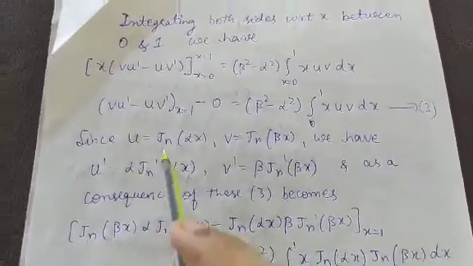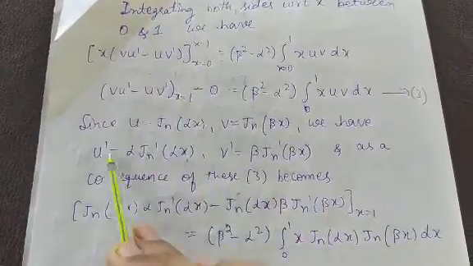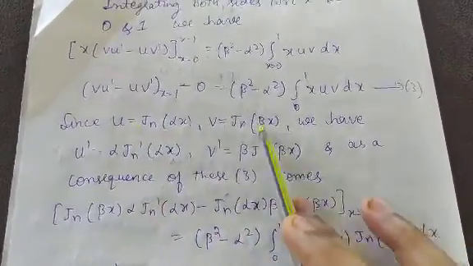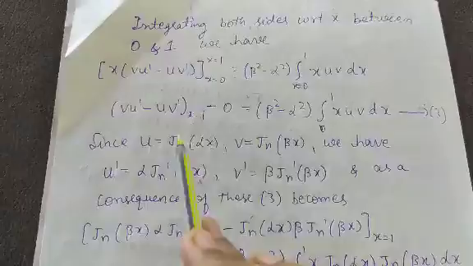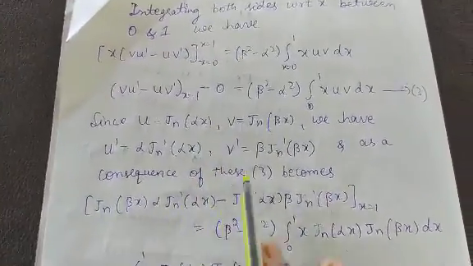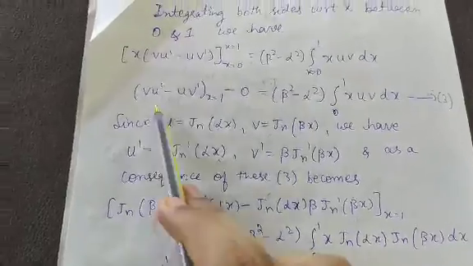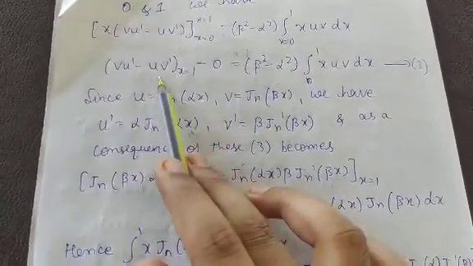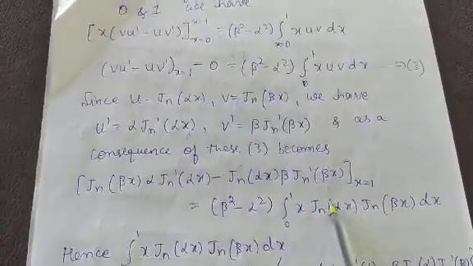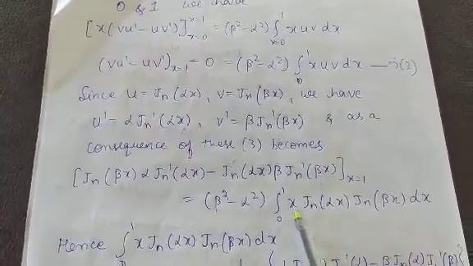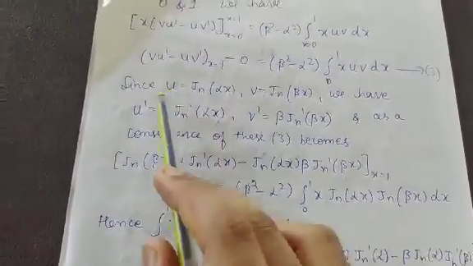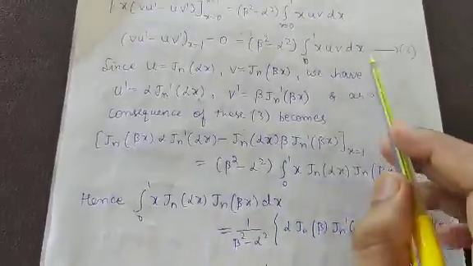Because here you have u dash and v dash, you have u, you find u dash, and you have v, you find v dash. Again substitute all this in equation 3. So substituting all these values for u and v, I am substituting beta square minus alpha square as it is, 0 to 1 as it is, x u v. So I substituted u, v, u dash, v dash in equation 3.